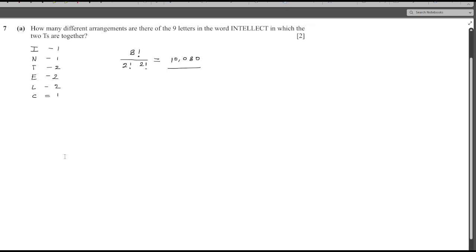Now, the second question. So here you understand that when two T's are together, we can consider them as one alphabet. Now, as both are T only, they themselves cannot arrange in 2 factorial ways. And if there is some repetition of alphabets, we know that we have to divide by, like if 3 alphabets are repeating, by 3 factorial, if 2 are repeating by 2 factorial, and so on.